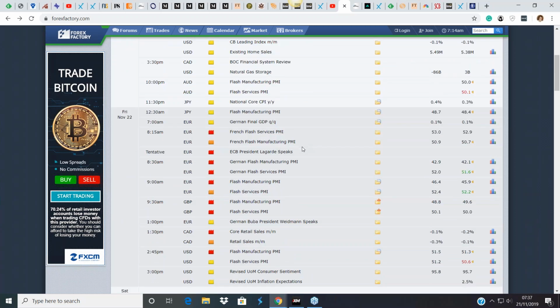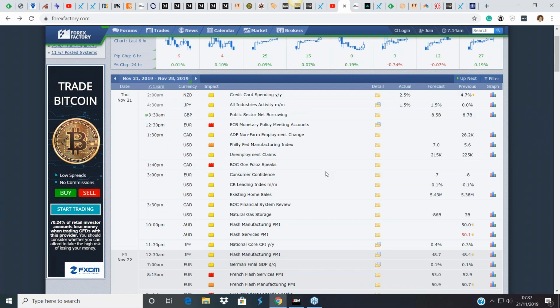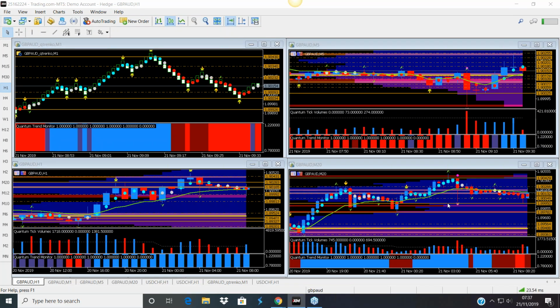And tomorrow is an important day because we have these flash PMI numbers. But as I said, taking the week as a whole, not really one that was going to be driven by fundamental news. But what I said was there were plenty of other events going on in the background that could cause volatility. And one of them was what was going on or not going on with the trade negotiations between China and the US.